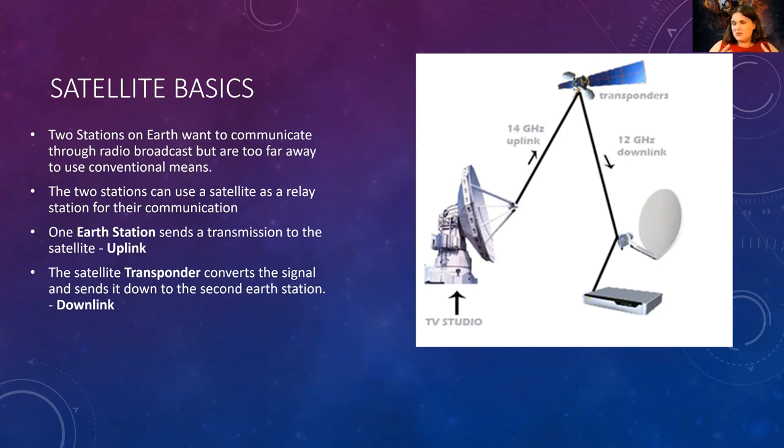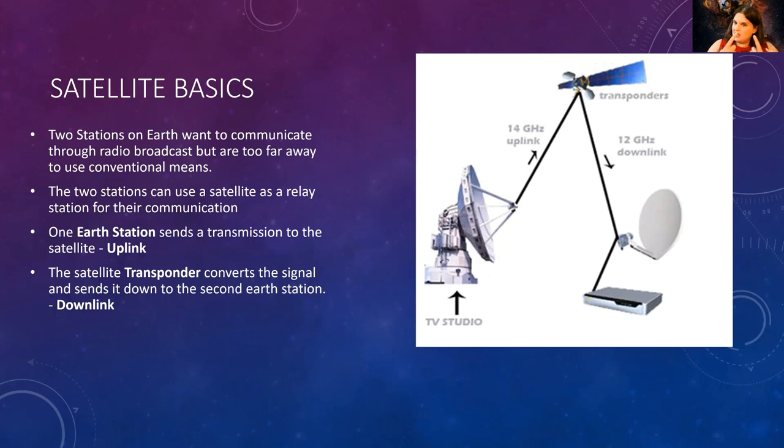So the image I have here is a basic television studio to a dish network kind of television, because it was the easiest representation I could find. It's a little more complex than that, but here's the basic idea. So you have two stations on Earth that want to communicate through radio broadcast, but they're so far away they can't. The reason is that since the Earth is curved, sometimes the radio broadcast can't follow along the curve very well, and the signal gets so spread out over the distance that it becomes so faint that you can't hear it.